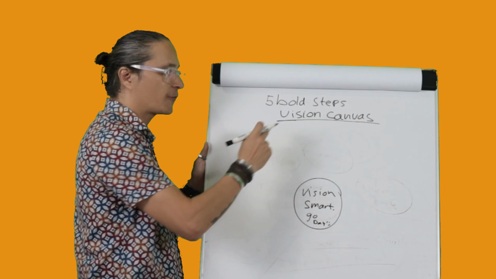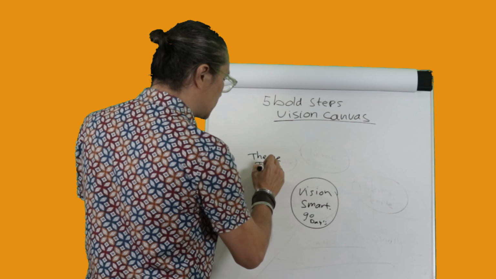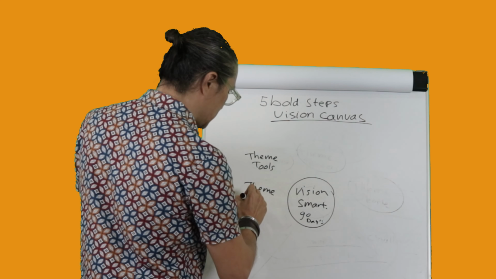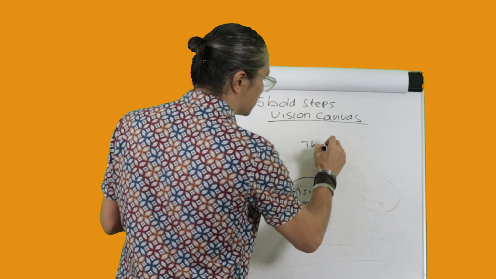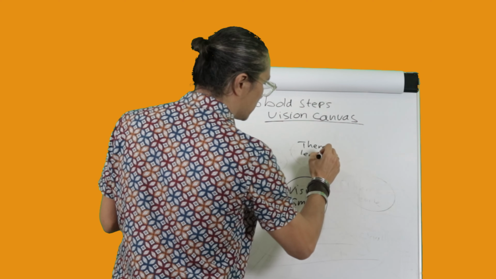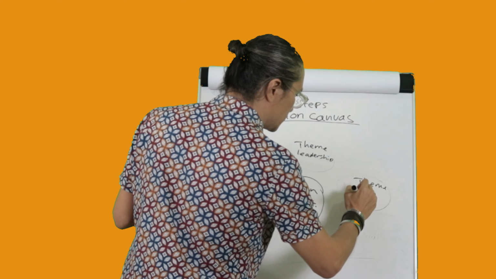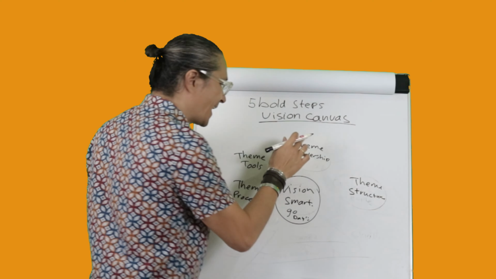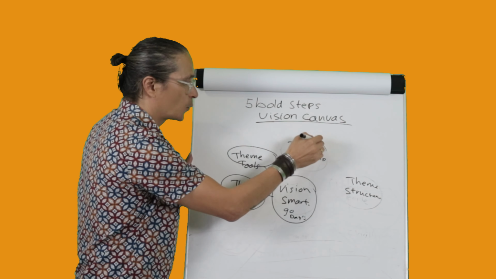And then you will have different teams. For example, the team about tools, or the team about process, or a team about leadership, a team about structure. Can be anything, but those are the building blocks that you need to explore in more detail to reach your vision.